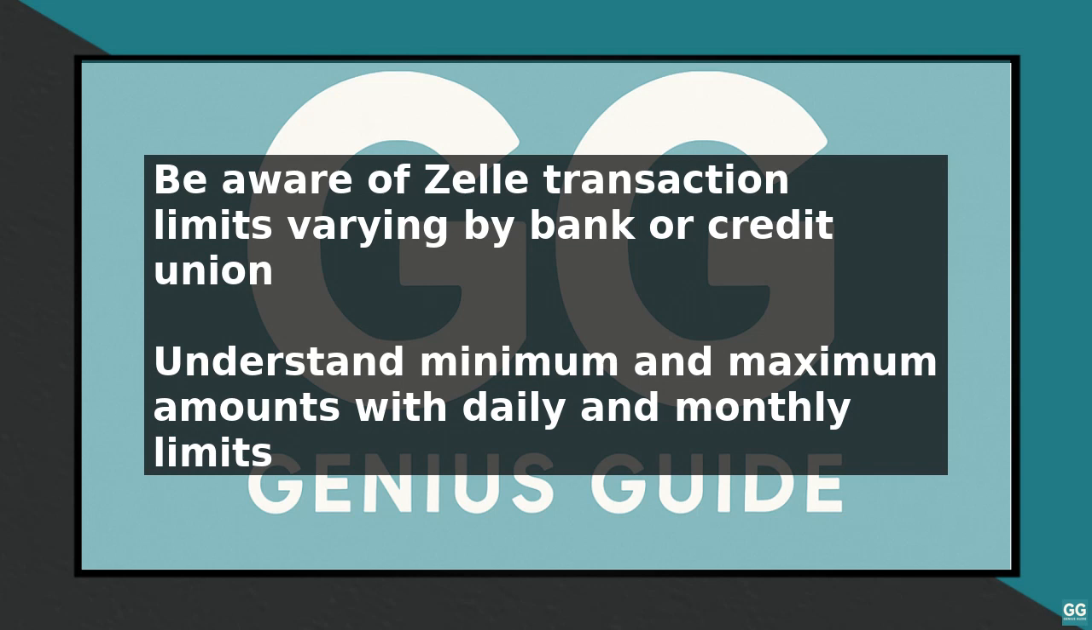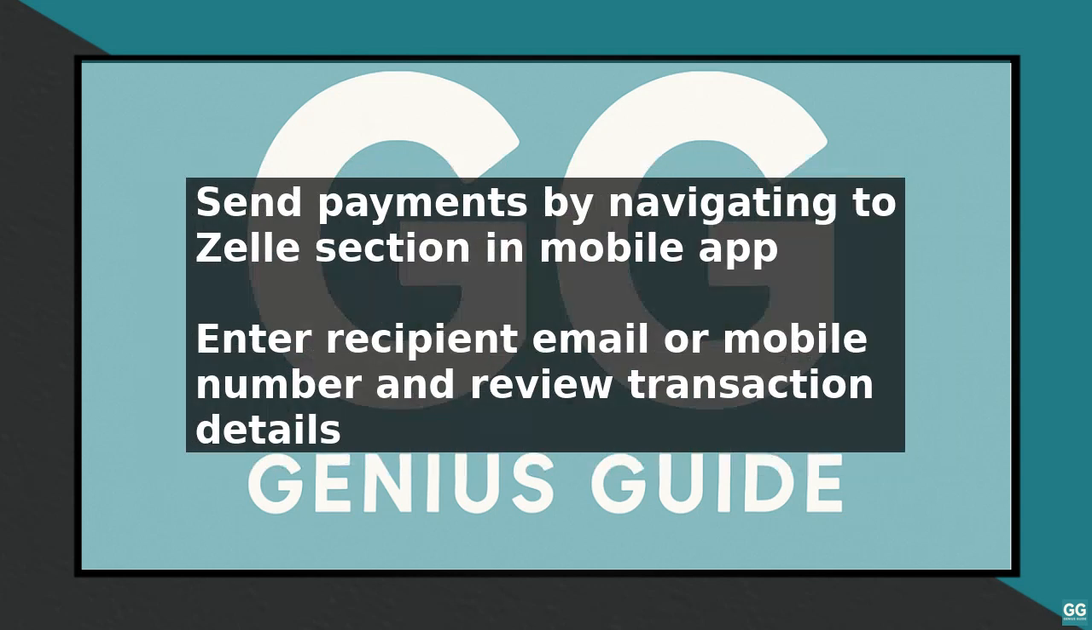To send a payment, open your bank's mobile app, navigate to the Zelle section, and select Send Money. Enter the recipient's email address or mobile number. Choose the account to send from, and enter the amount you want to send. Review the transaction details, including the recipient's information and the amount.